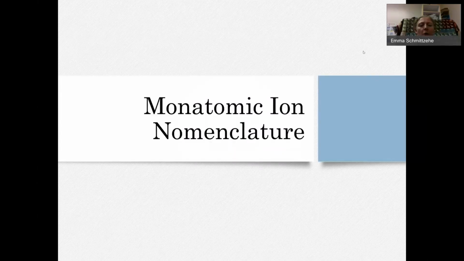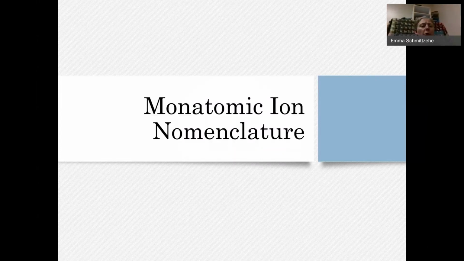Okay, I want to talk to you a little bit about monatomic ion nomenclature. Now, that term nomenclature really is referring to naming things or writing chemical formulas. So interconverting between chemical formulas and chemical names. That's what that term nomenclature is referring to.